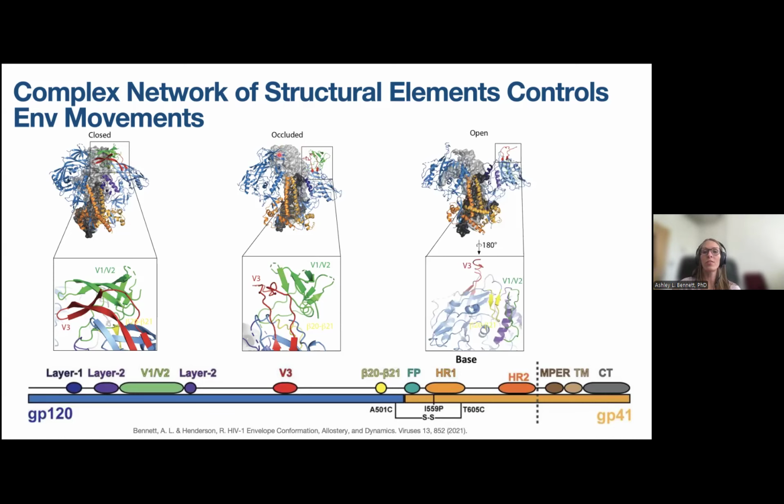Additionally, there is this fully open structure of the envelope. In addition to the rotation of the GP120 protomers, you also see a complete rearrangement in the V1, V2, and V3 domains. They become totally disorganized in the open structure. We also see the formation of this bridging sheet with the beta 20, beta 21 elements and part of V1, V2 as well. These are the structural rearrangements that happen during the course of opening that we already know about from cryo-EM studies.